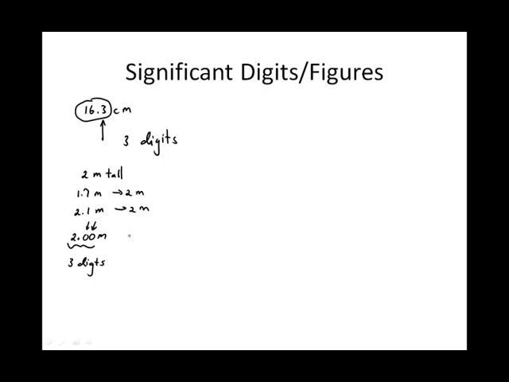If it's a really good ruler, I might even be 2.000 meters tall. That's 4 digits of accuracy. Zeros after the decimal place, if they're not leading zeros, will count.